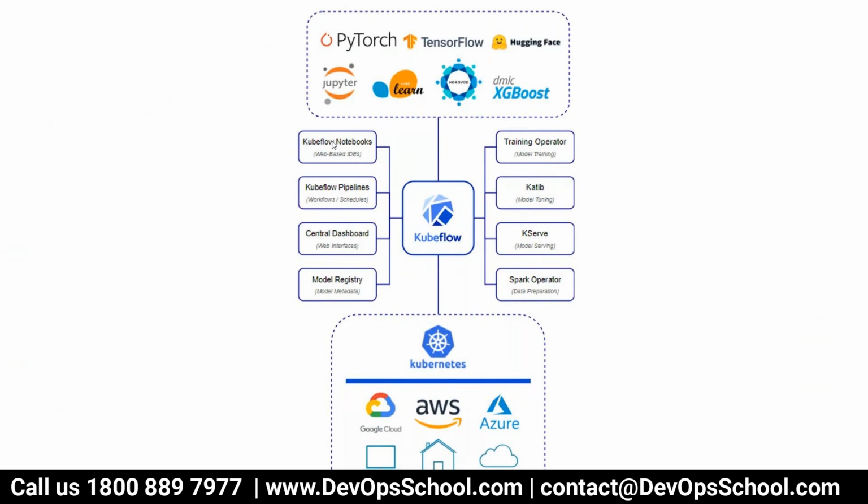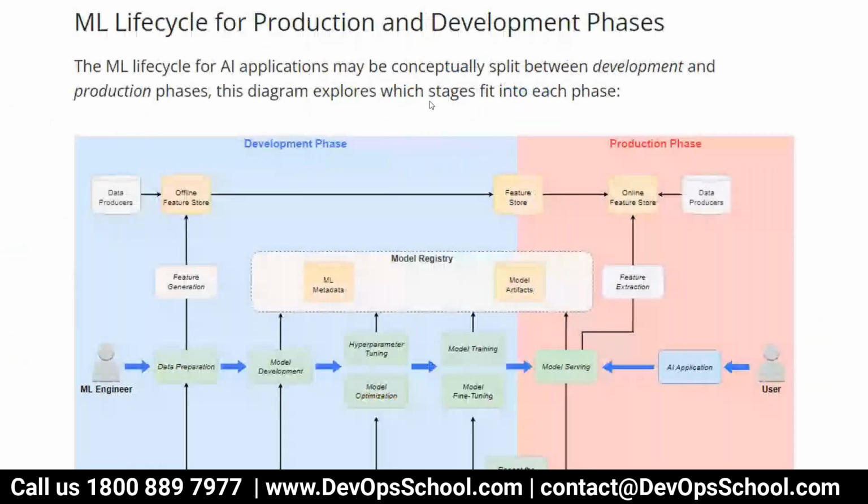Notebook where you can write code and explore the data. Then you have a Spark operator for data preparations. Then serving, KServe, Katib again, and then training operators. So these are the tools which we have. These are the things we do in the development phase, and these are the things we do in the production phase. So in a development phase, what will be done?